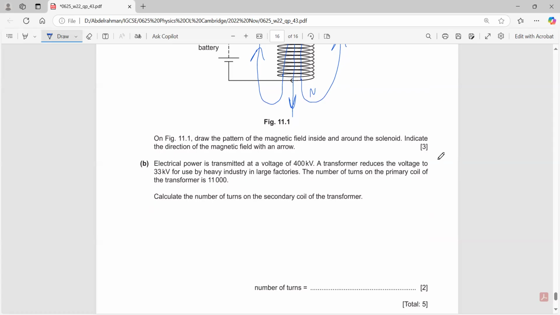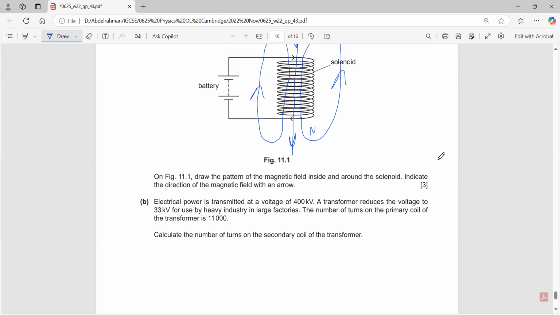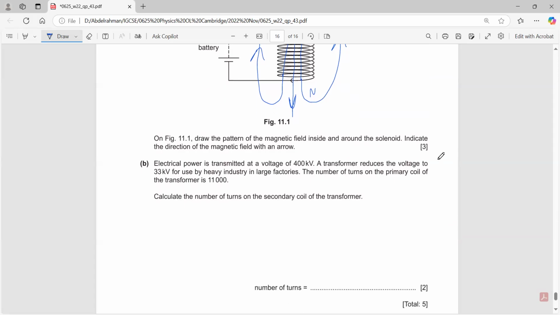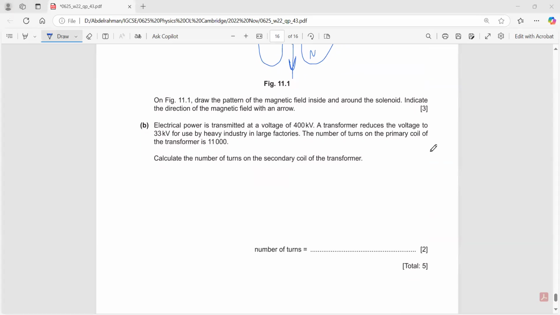Electrical power is transmitted at a voltage of 400 kilovolts. A transformer reduces the voltage to 33 kilovolts for industrial usage. Calculate the number of turns on the secondary coil. Can I find the number of turns on the secondary coil? Yes, I have the equation.